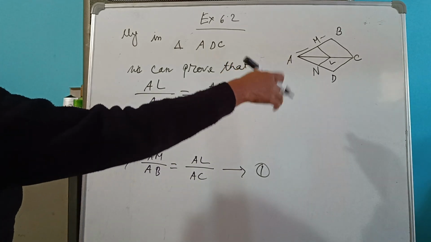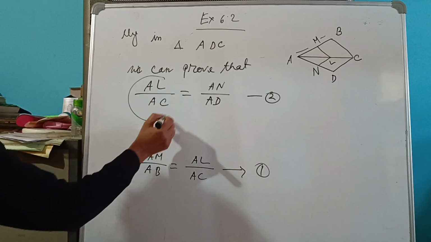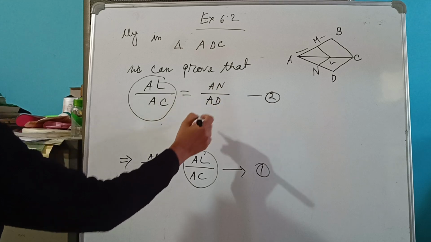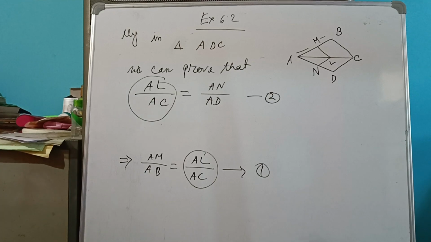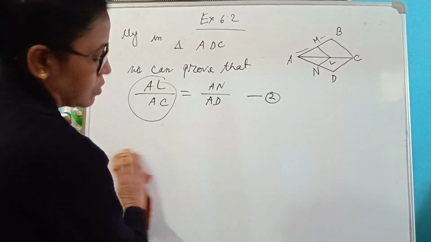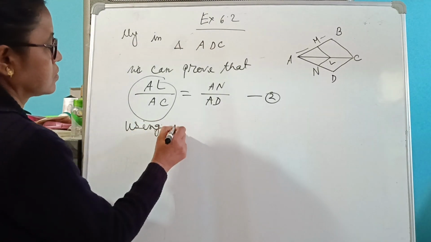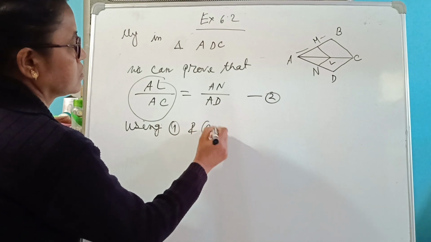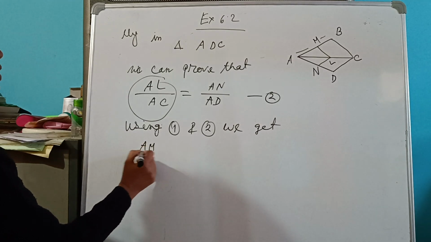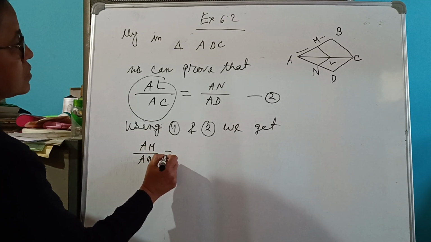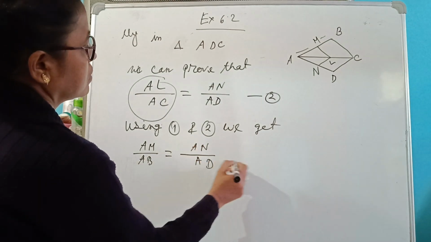Now, using 1 and 2, what can we find? This part is equal to this part. So AN by AD is equal to AM by AB. Therefore, you can write, using 1 and 2, we get AM by AB is equal to AN by AD. Proof.